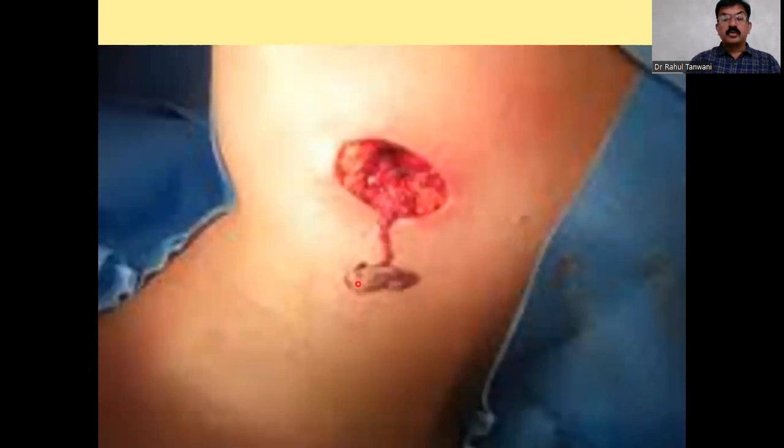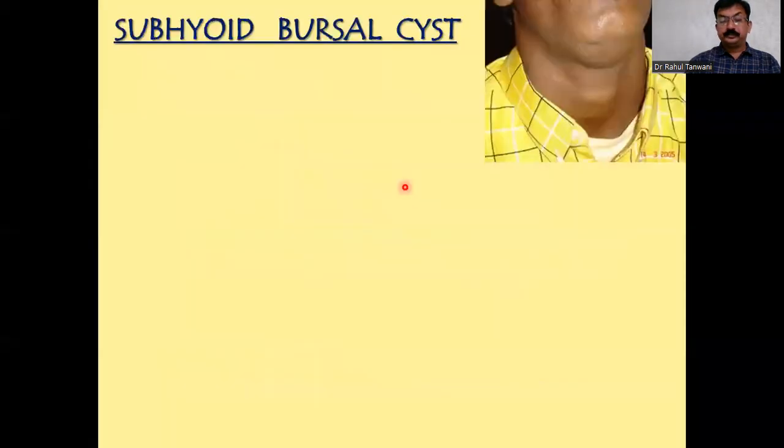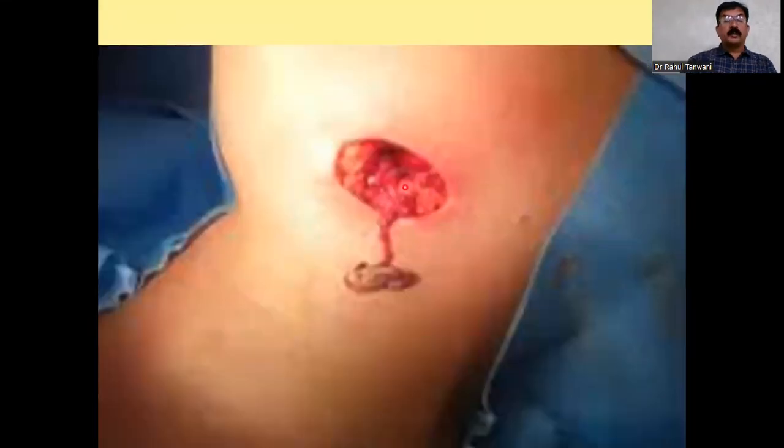So the operation is going on. This is the fistula opening, and along with it, skin is there. And this is the thyroglossal tract, and you excise it completely. You remove the same things. You will have to remove the central part of the body of the hyoid bone. Also, you will have to remove the complete thyroglossal tract up to the foramen cecum.